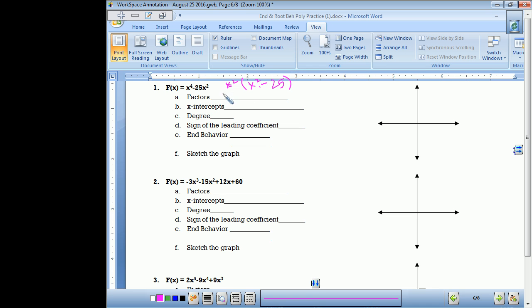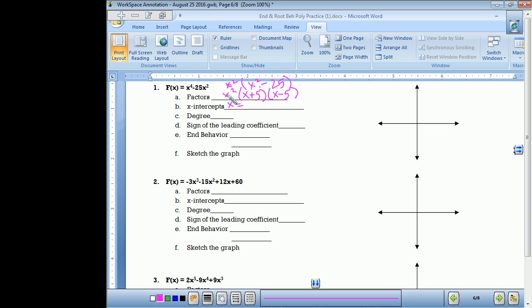Okay, so this x squared minus 25 factors some more. What does it factor to? x plus 5, x minus 5. Alright, so that gives me my x-intercepts. When it asks for x-intercepts, we should really write them in as ordered pairs, but I'm just going to write what the x values are.